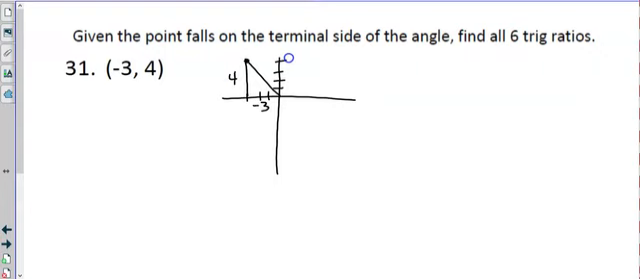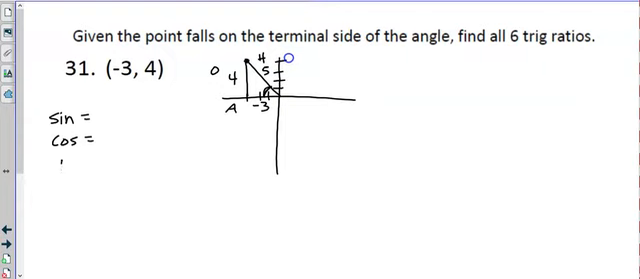That one is 4. To find the hypotenuse, we just know that one. 3, 4, 5. That's a pretty common right triangle, so I'm not going to do any Pythagorean theorem there. Okay? Here's your angle. This is opposite. This is adjacent. This is hypotenuse.